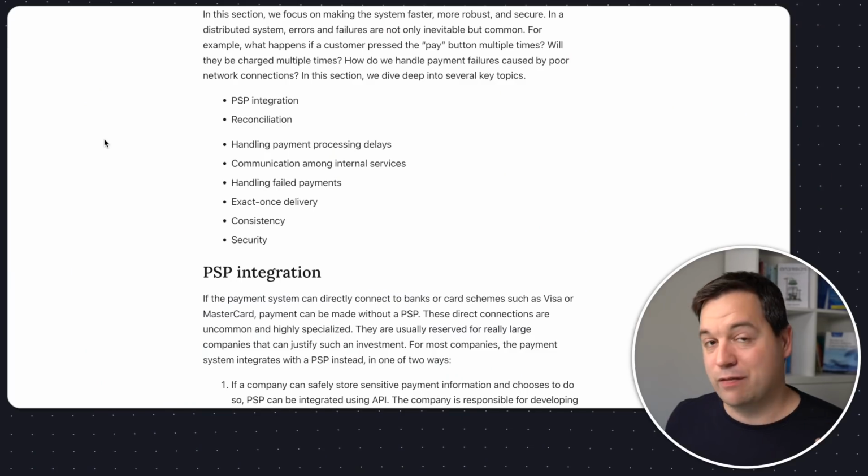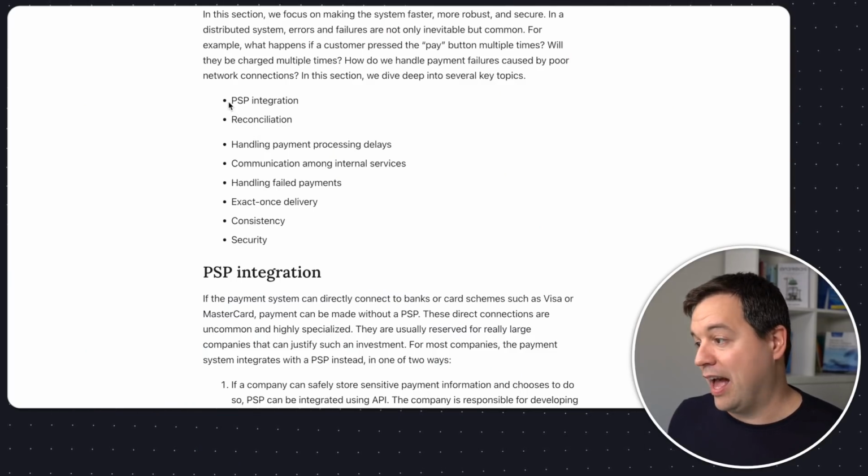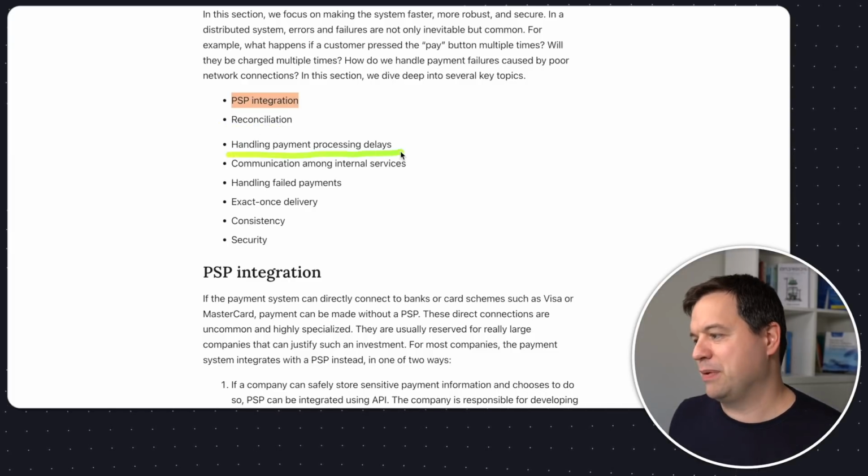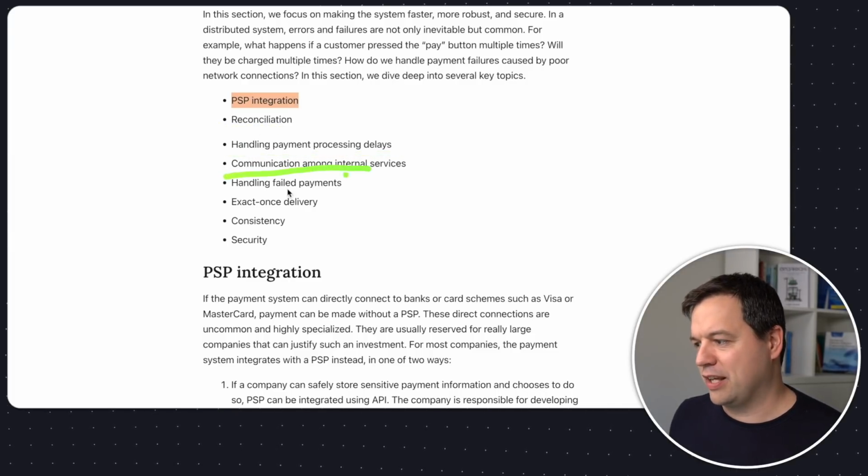So now, after the high-level overview comes the design deep dive, and this is typically the bulk of the system design interview if you've done the high-level setup in a pretty good way. Now, this is where you and the interviewer will agree on what areas to dive into. And in the case of a payment system, oh man, there's a lot of areas you can dive into, from how the PSP integrations work to how you reconcile things, PSP delays and processing delays, communication.